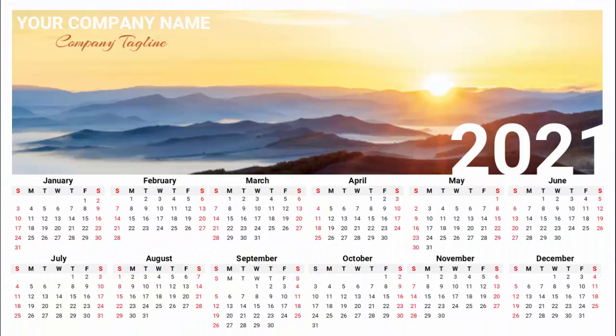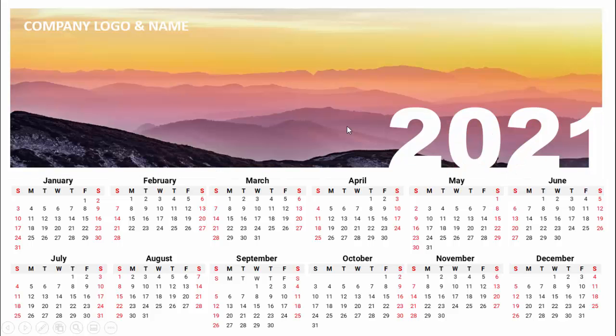In today's tutorial, I'm going to show you how to make a 2021 calendar in PowerPoint. As you can see here, the 12 months calendar, I have put it down and the image is at the top, and this image can be replaced with any of the images you have in your PC, or you can download it from the net. And here you can add your company name and the logo, and if you have a tagline, you can add the tagline. And I have made one more slide with some different background.